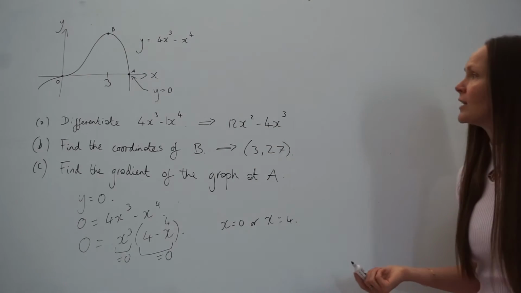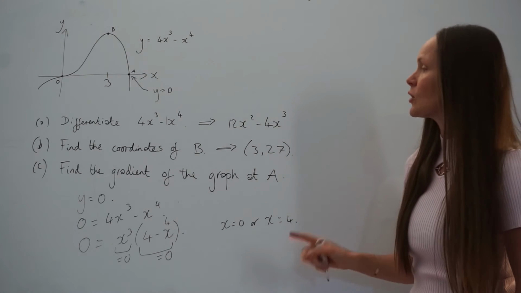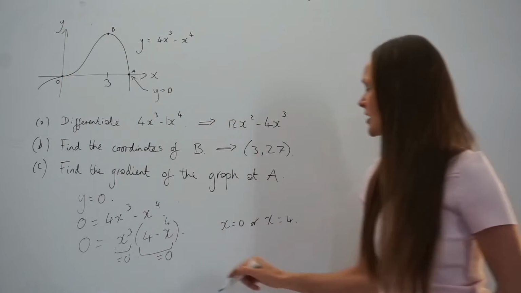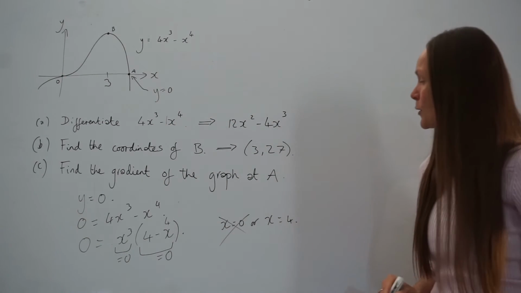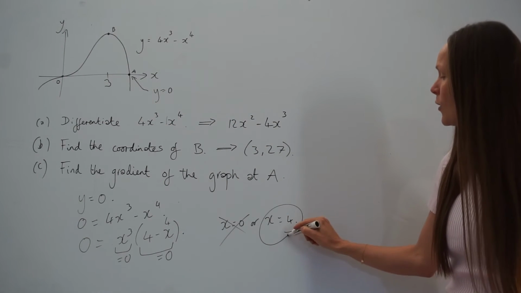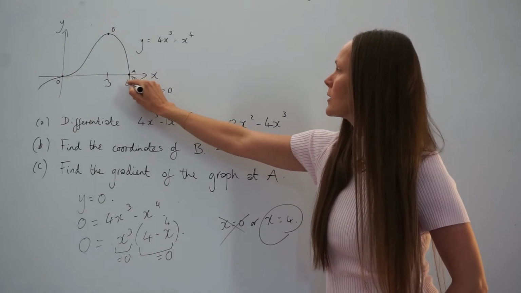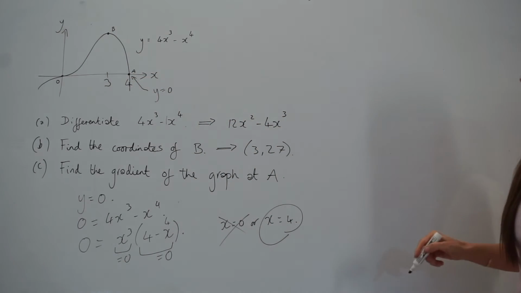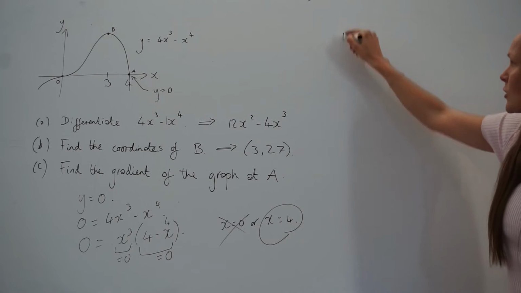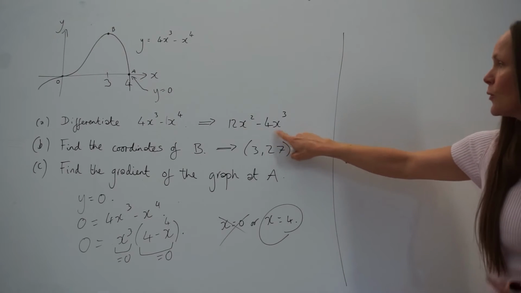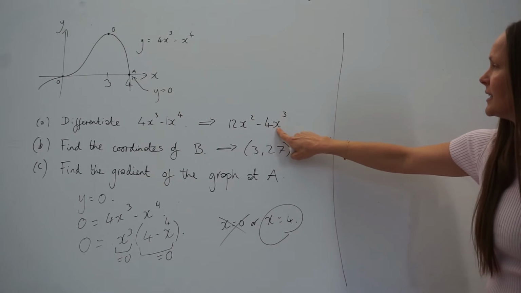So we have two values because you can see the curve also intersects the x-axis here at the origin. Okay, so that's the first value of x. So the value of x at point A has to equal 4. Okay, so we have our x value. Now we can go back to our gradient here and substitute 4 into here and here.